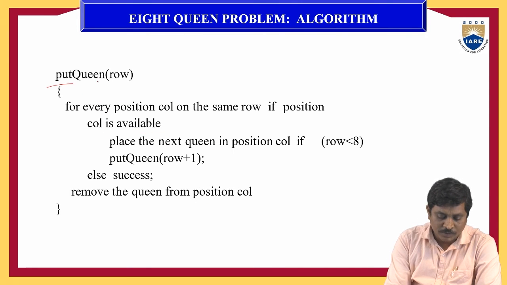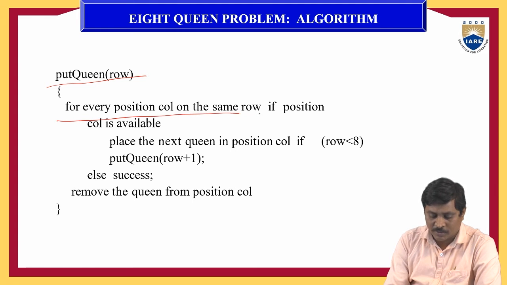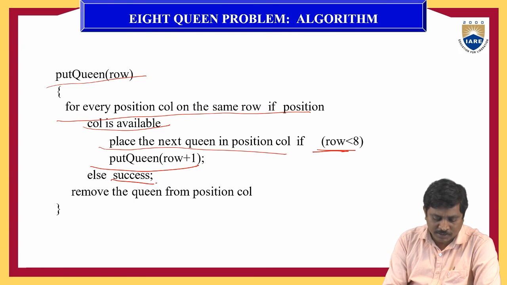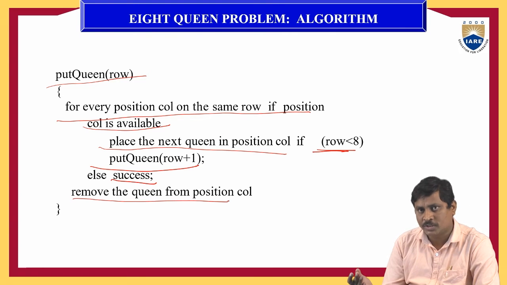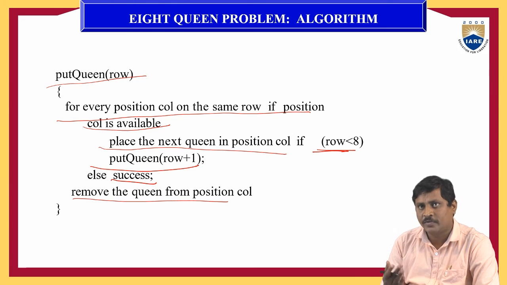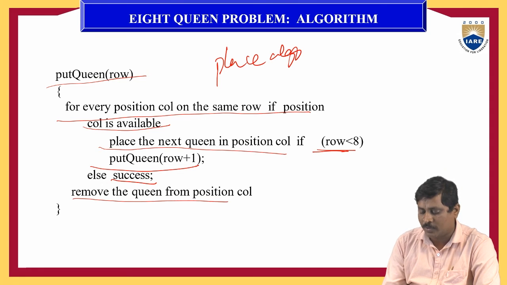This is the 8 queens problem algorithm. For every position column on the same row, a position column is available. Place the next queen in the position column, row less than 8. Put queen row plus 1. Otherwise, success. Remove the queen from the position column and then come back again. So like this, we place the queen. So this is the place algorithm for the 8 queens problem.